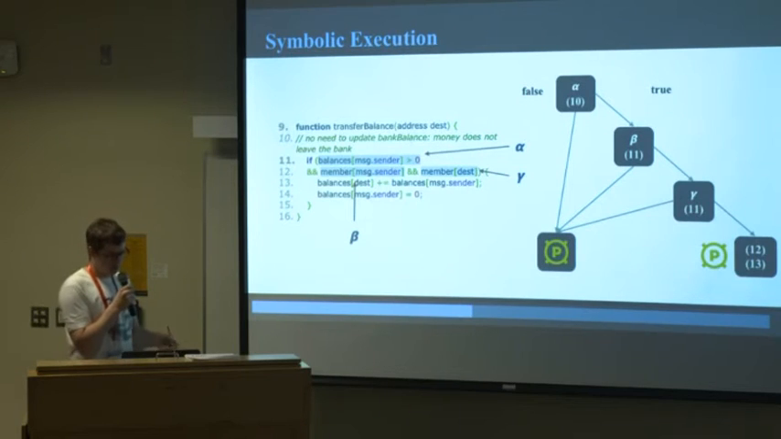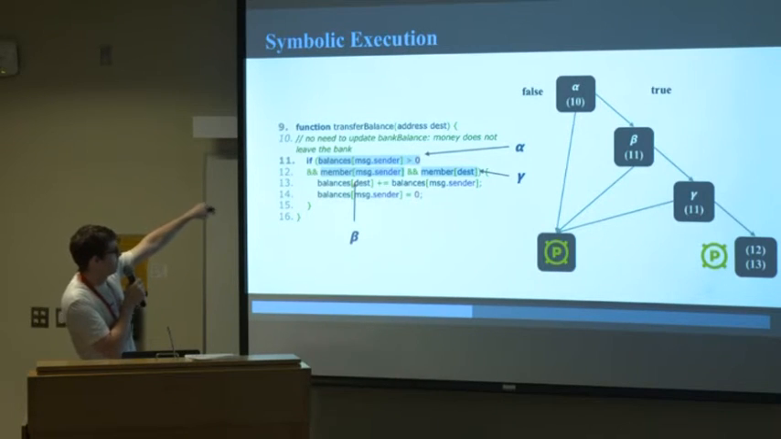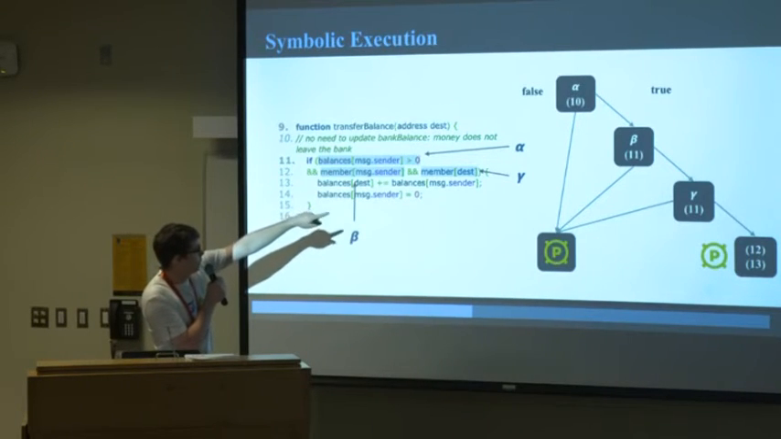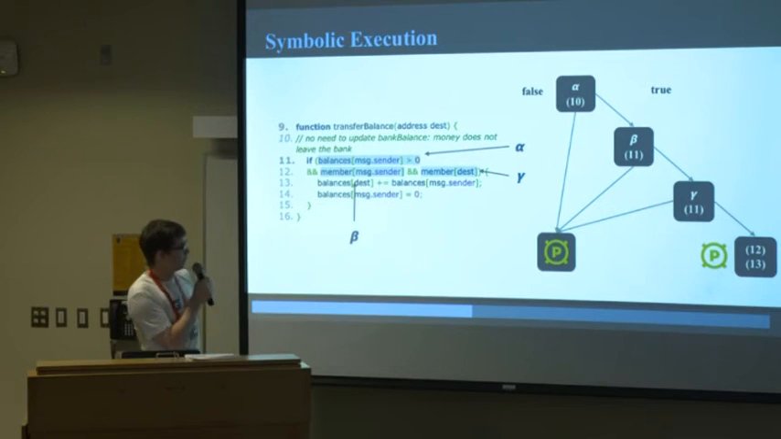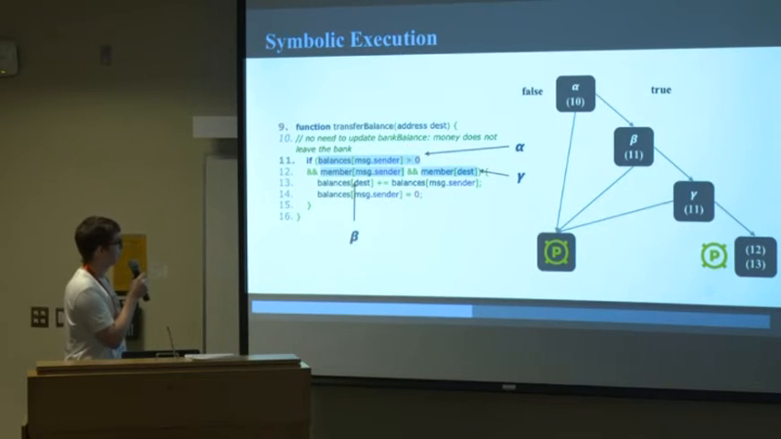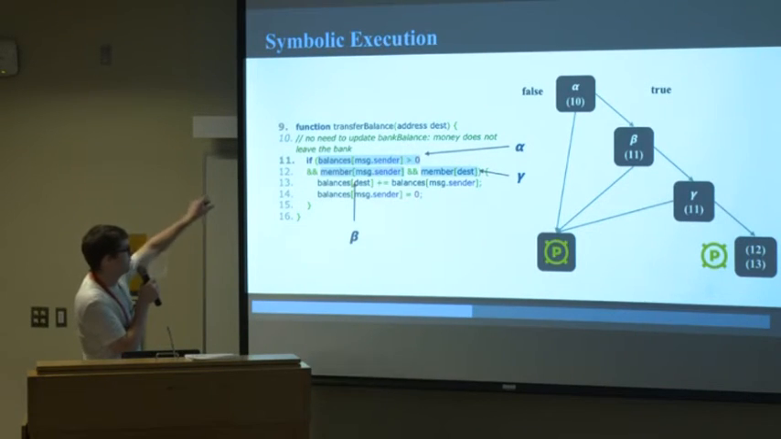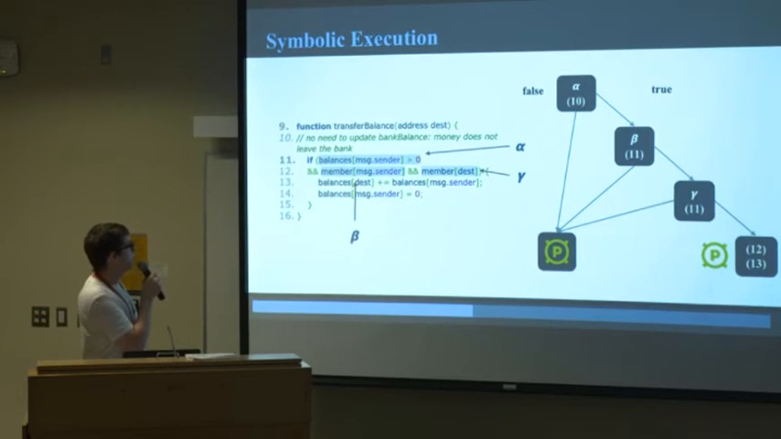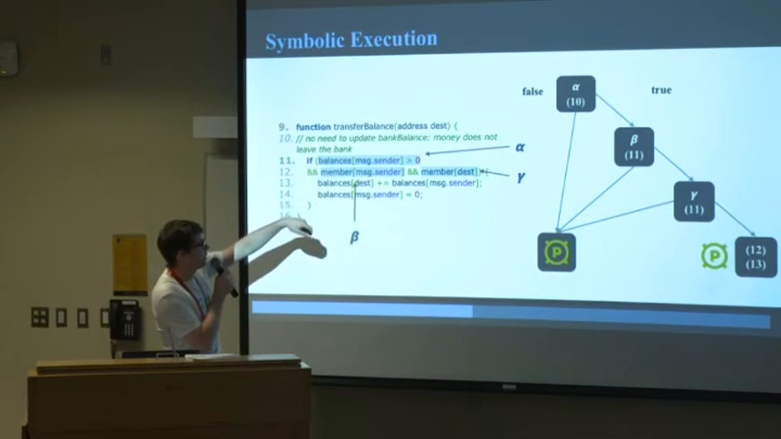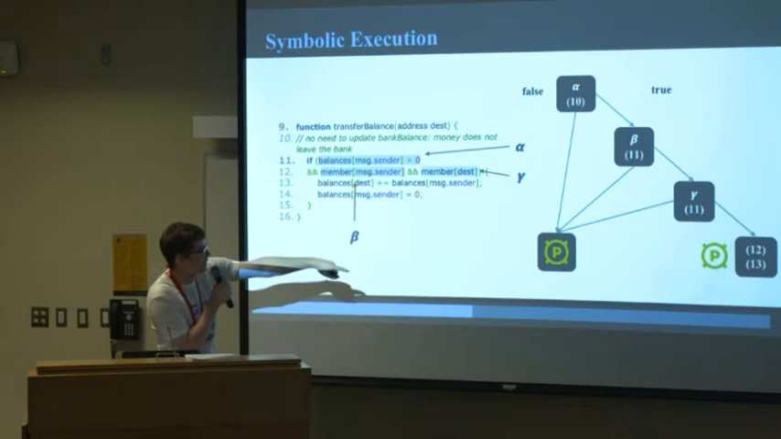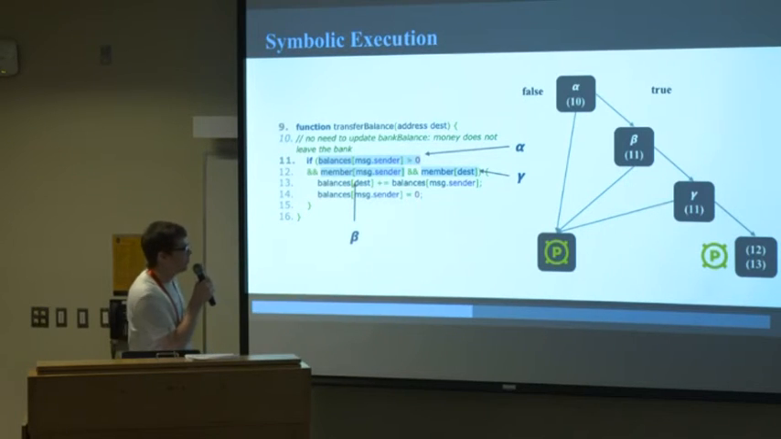So if we look at the transfer balance function here, line 11 corresponds, it's called alpha. It corresponds with that square at the top that says alpha. And basically, it's a condition. It says, if the sender's balance is greater than 0, do something. Otherwise, don't. Well, if it's false, meaning the condition's not true, then you just go to the state. You see it's indicated with the green P.